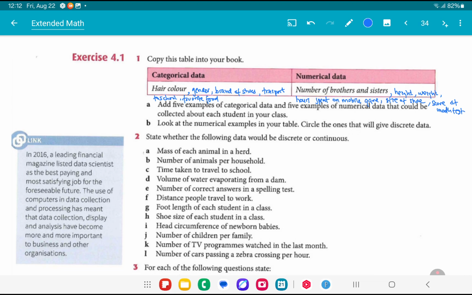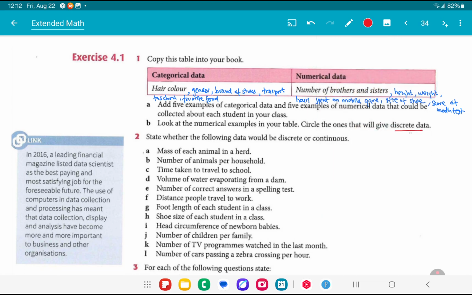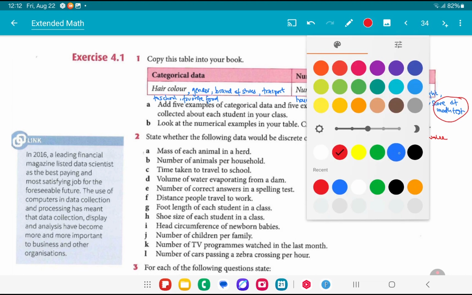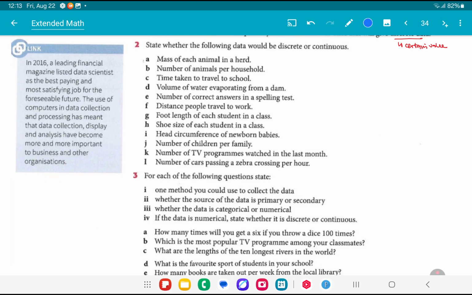Circle the ones that give discrete data. So discrete data is given certain value. For example, is the size of shoe and score of math test. We continue with question number 2. State whether the following data would be discrete or continuous.